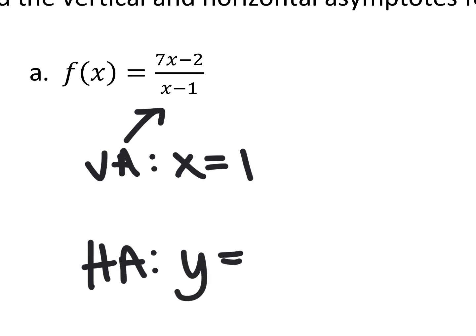Horizontal, I call them the horizontal asymptotes to try to remind you that that's y. And the verticals, that's x equals the vertical asymptotes.